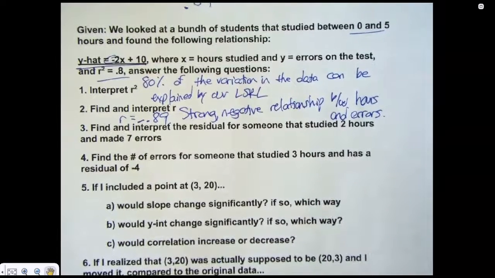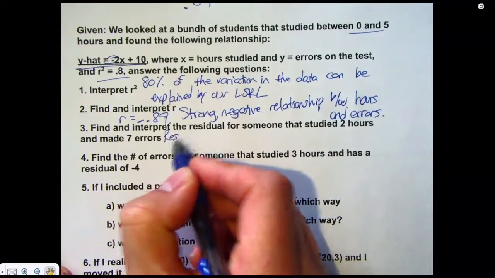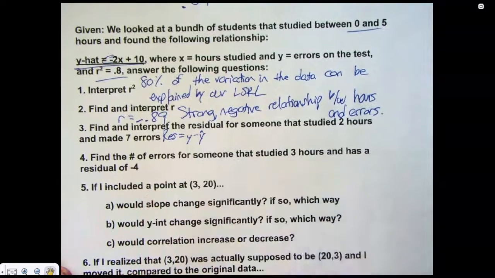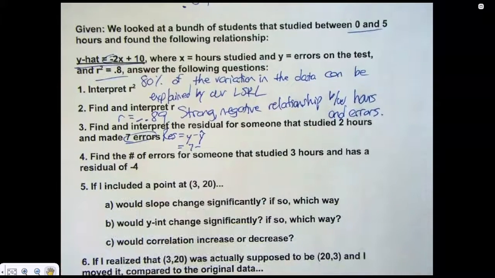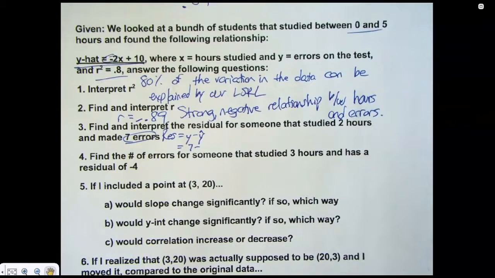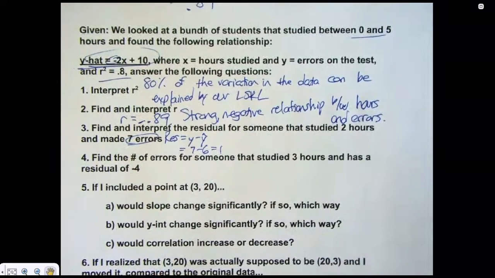Alright, find and interpret the residual for someone that studied 2 hours and made 7 errors. So the residual is y minus y hat. So y is 7. Like I'm telling you, that actually happened. This person actually made 7 errors. How do I find y hat? Plug 2 into the original equation, which gives me 6. So my residual is 1.